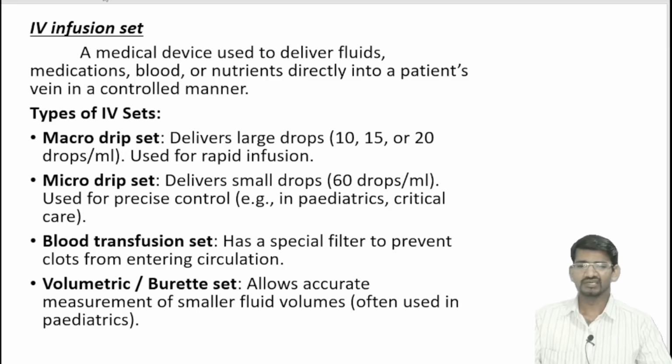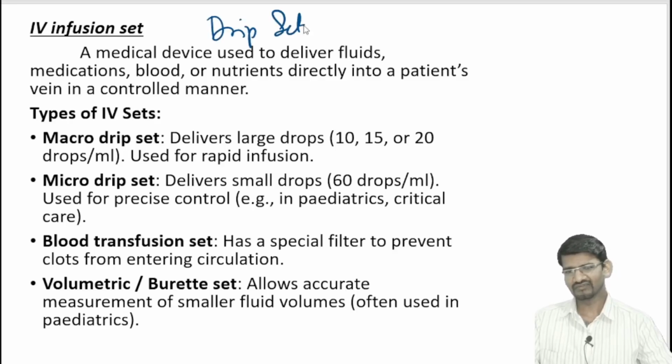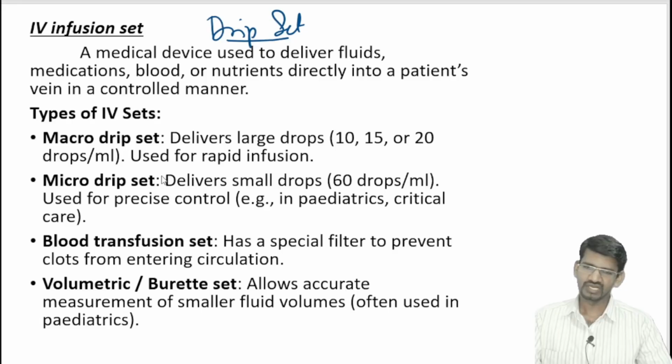So now let us see, for fluid administration we need a medical device, which we call an IV infusion set. Generally, in hospital, in clinical settings, we call it a drip set. This is a medical device that is used to deliver fluids or medications or blood or nutrients, that is TPN, total parenteral nutrition, into the veins through the IV cannula. So we need a medical device called a drip set. See, we have different drip sets for different purposes.